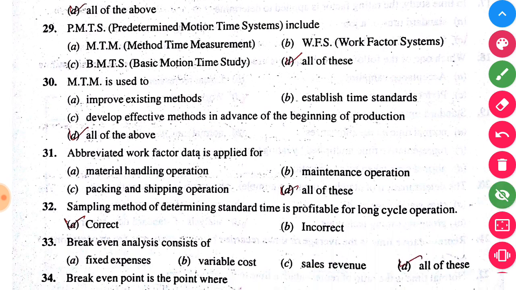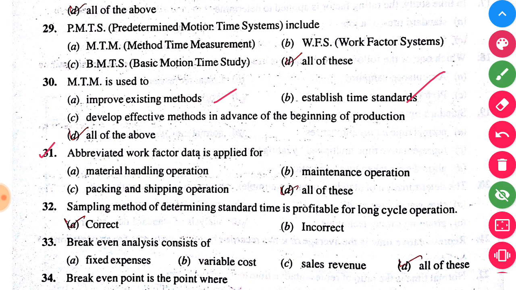What is meant by PMTS? PMTS means Predetermined Motion Time System, which includes all of the above: MTM, method time measurement; WFS, work factor system; and BMTS, basic motion time study. Option D is the right answer. PMTS is used for all of the above: improving the existing method, establishing the time standard, and developing the effective method in advance of the beginning of production.